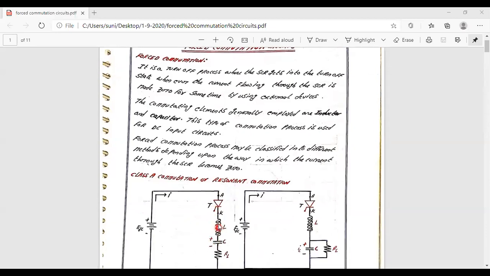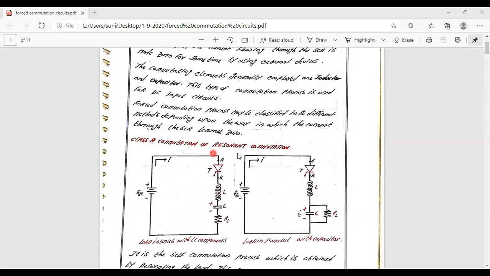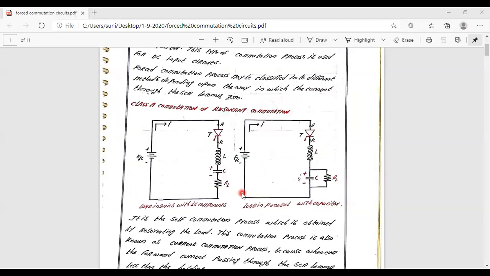Okay, so in the last session we considered class A commutation. Once again I am briefing this class A commutation. In this class A commutation, what is the normal power circuit? The normal power circuit is considered simply by eliminating this L and C, the inductor and capacitor. So that is the simple circuit with a DC voltage, a switching device, and the resistor RL.